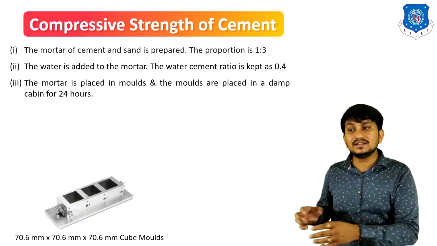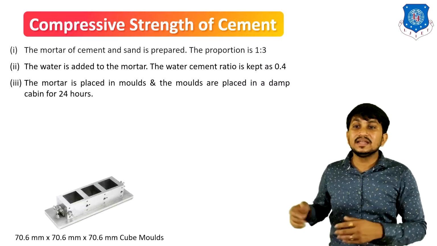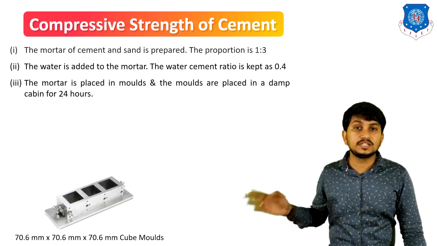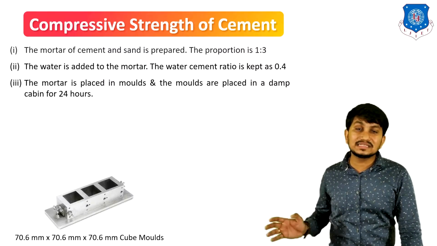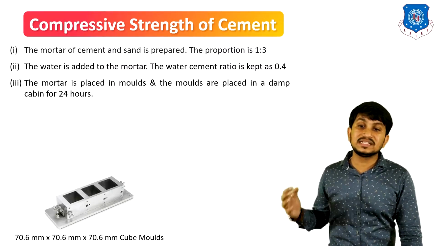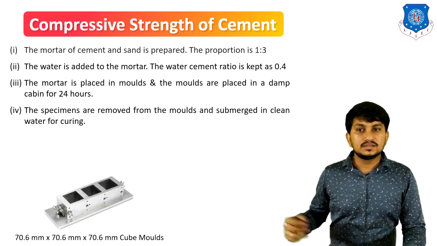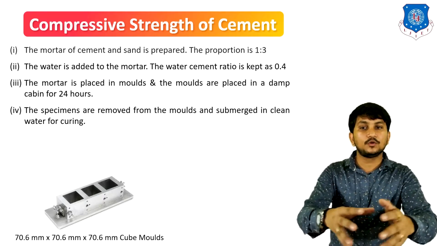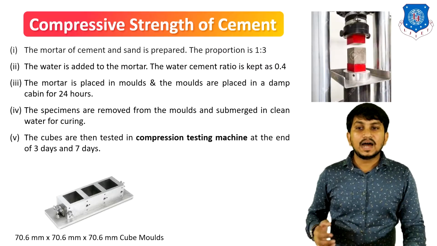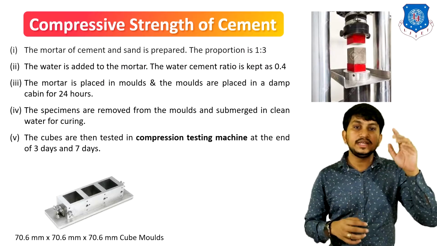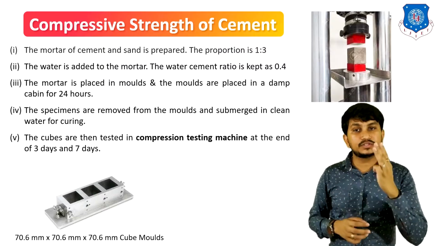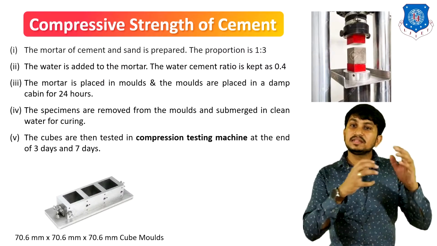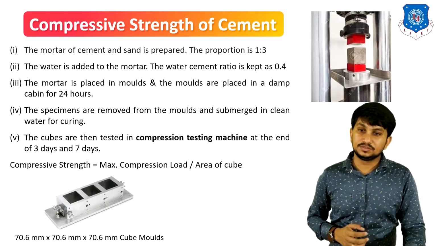This mortar is placed in various molds and the molds are placed in a damp cabin for 24 hours. The molds used for compressive strength of cement are 70.6 mm by 70.6 mm by 70.6 mm cube molds. The specimens are then removed from the molds and submerged in clean water for curing. After curing, the cubes are tested in the compression testing machine at the end of 3 days, 7 days and 28 days. This is how you can calculate the compressive strength of the cement.